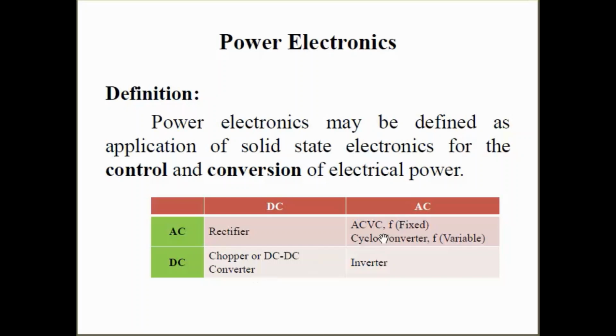Coming to the third type, we have AC supply and the load demand is also AC, so no need of any conversion here, but control action is required. For that we have the AC voltage controller and cycloconverter. Based upon frequency, we have two converters here: without changing frequency and with changing frequency. If we want to control AC voltage without changing frequency, then we go for the AC voltage controller. If we need to control this AC voltage with changing frequency, then we go for the cycloconverter.